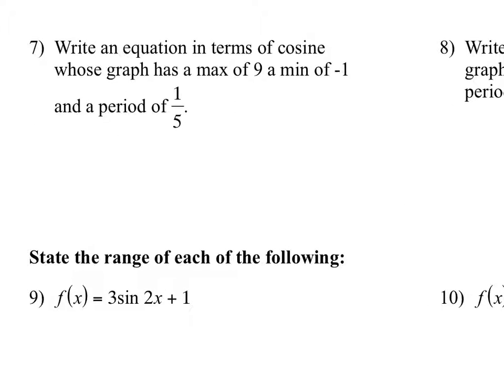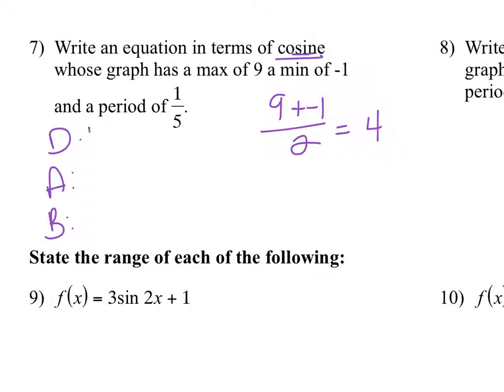Write an equation in terms of cosine. Okay, so we want cosine. So, okay, so max is 9 plus the min divided by 2. So that's 8 over 2 or 4. So this one, max minus the min divided by 2. So that's 10 over 2 or 5. Doesn't say there's a reflection, so it just stays positive 5.